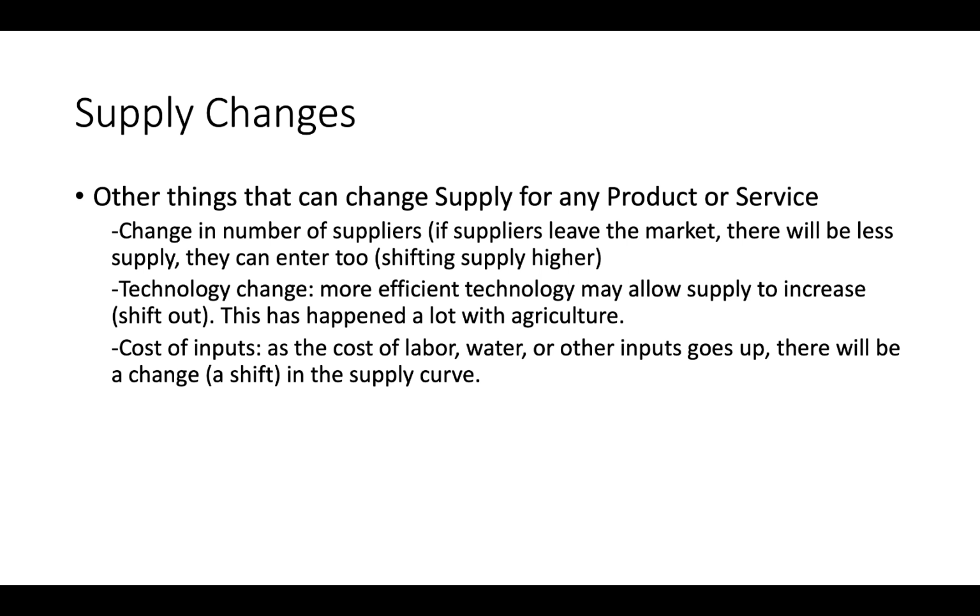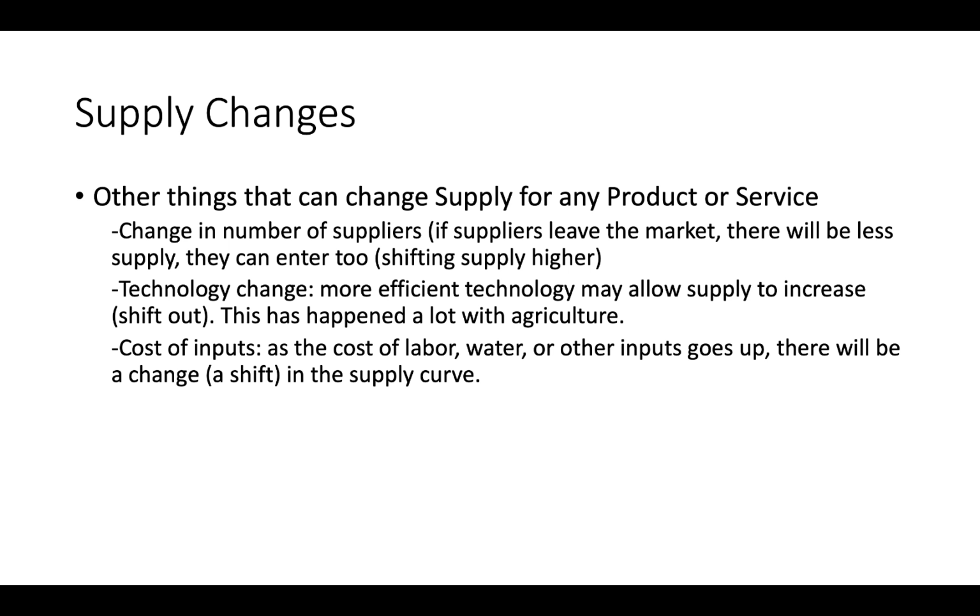One more thing, why else would supply change? Well, just like demand, there are other things that can trigger supply changing. If the number of suppliers changes, like with potatoes, if the number of farmers growing potatoes decreases, then yes, that will cause a shift. But farmers can enter that market too, and that might shift the supply higher. That would be a downward pressure on the price. Now, technology could change too. More efficient technology may allow supply to increase. That would be a shift out. We've seen that a lot with agriculture as tractors have gotten more efficient, as people gained economies of scale. That really has pushed the supply curve out.